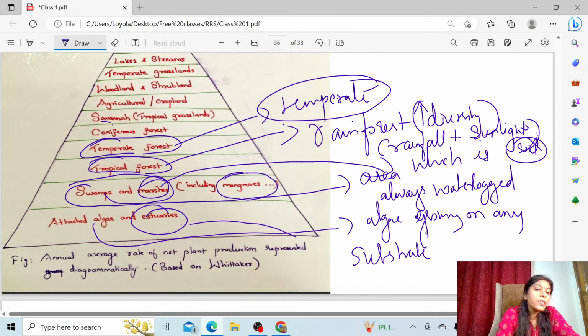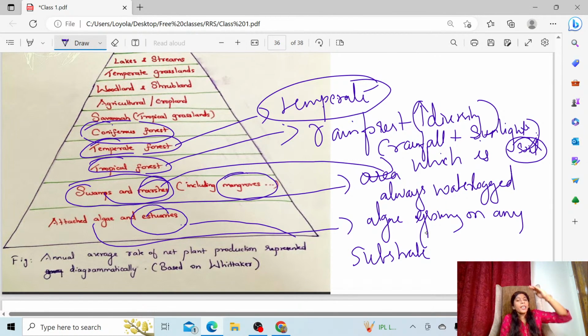In the same way, when you come to the coniferous forest, only conifer trees will be found, not a variety of trees. And again they are not very dense. So here there will be fewer organisms and fewer species, and coniferous trees will always be found after the temperate zones, near the tundras. Only near the tundras will you find them.